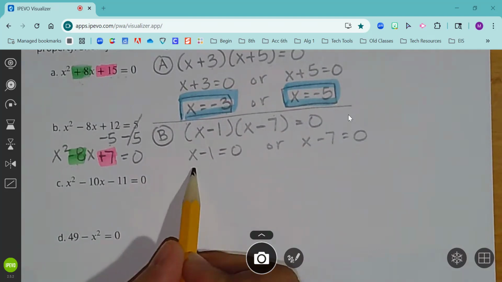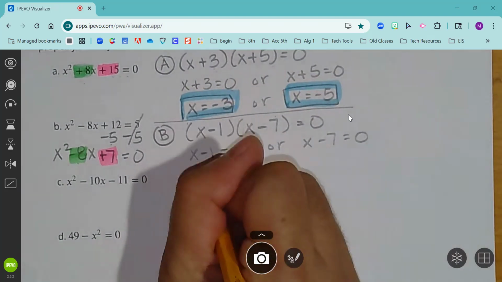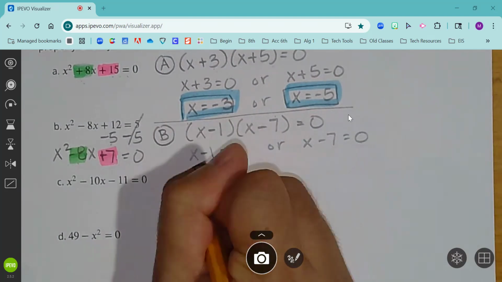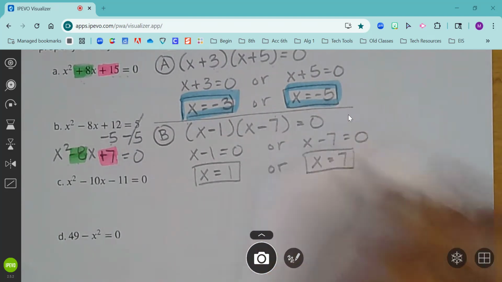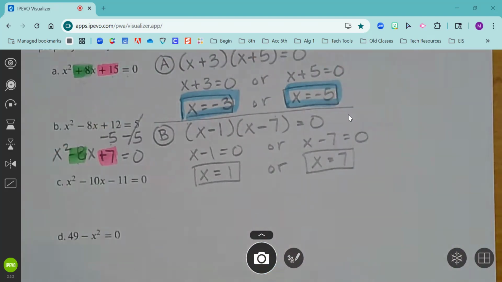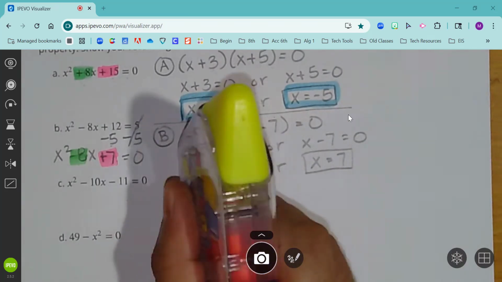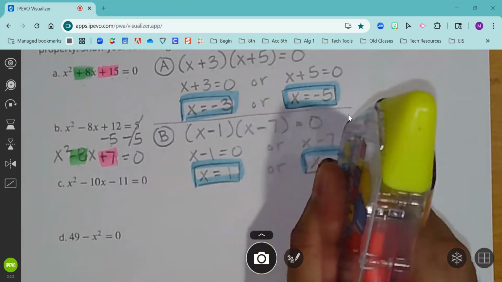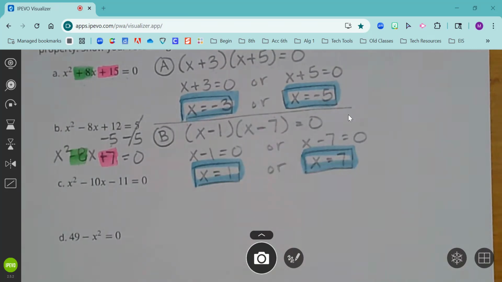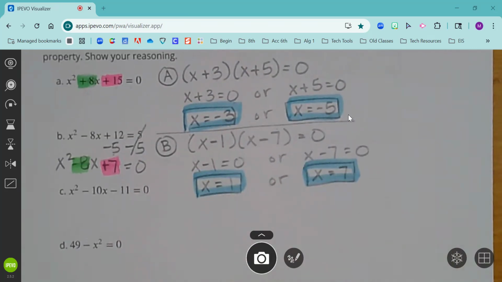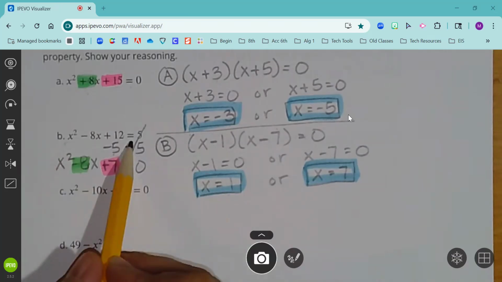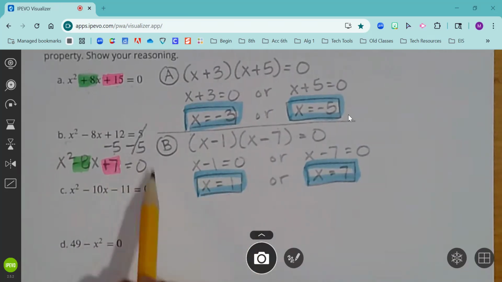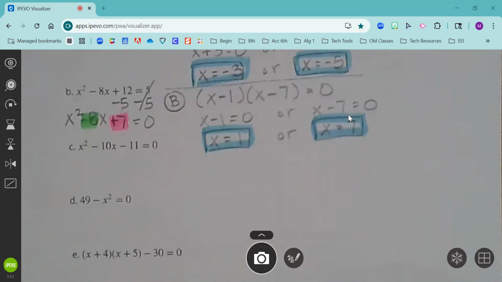Okay, solve. I'm going to add 1 to both sides. That's going to get me a -1 or a +7. And if you're not sure if your answers are correct, you can plug it back into the expression to see if it makes it true. So I could take the 1 and plug it into this original expression and see if it actually equals 5. So that's another way to check your work if you're not sure if your answer is correct or not.